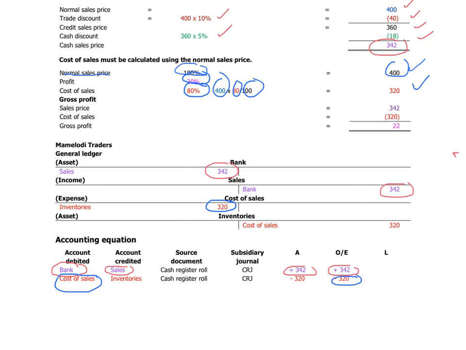I will credit the inventories account because the asset decreased on the credit side, and if I decrease inventories on the credit side, I have to show that my assets decrease with 320. If we sell goods for cash, a cash register roll is used, or you can also say a cash invoice is used, and the entries are recorded in the cash receipts journal.